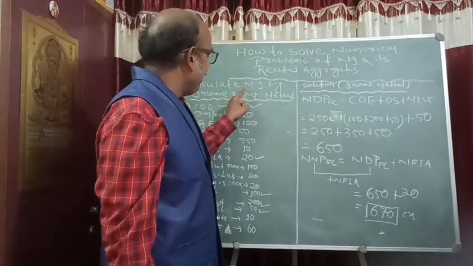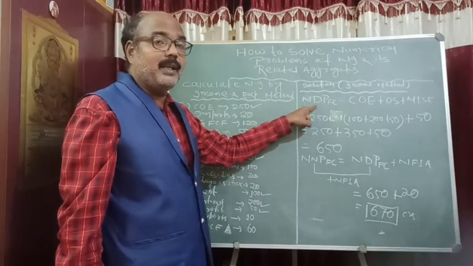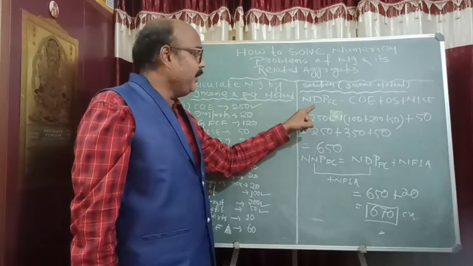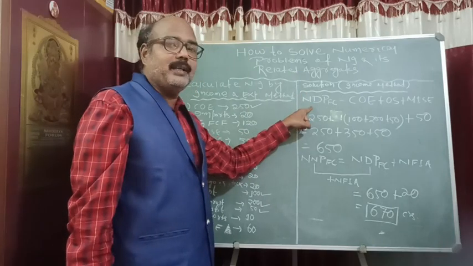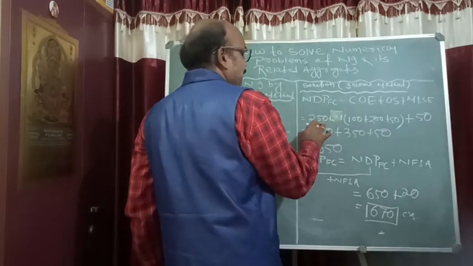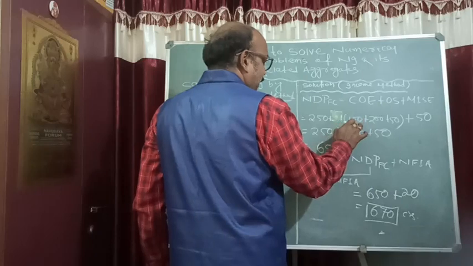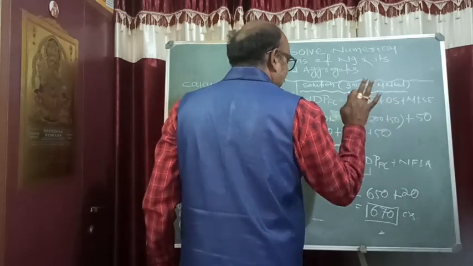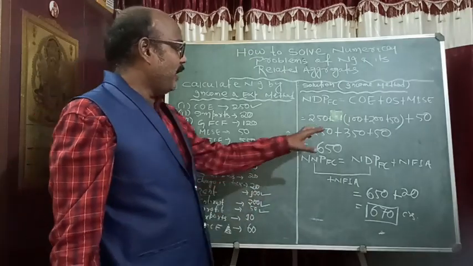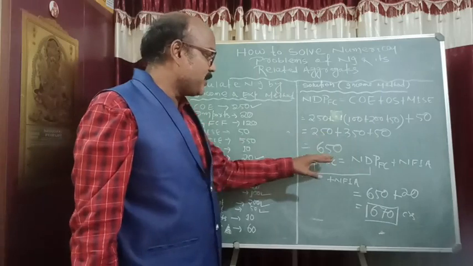No doubt NNPFC you have to find out, but you have to find out the related aggregates, which is related to the income method. And in the income method the related aggregate is NDPFC. So the value of NDPFC: compensation of employees is 250. Under the operating surplus, rent, interest and profit are given as 100, 200 and 50. So 100 plus 200 plus 50, MISC is 50, then it becomes 650.